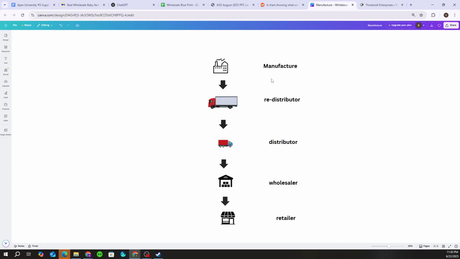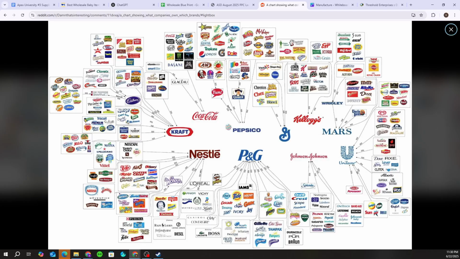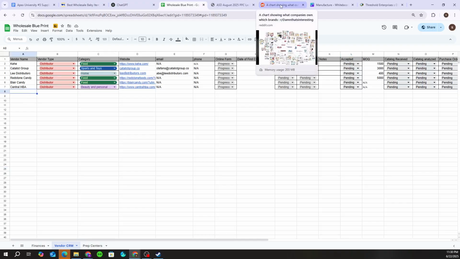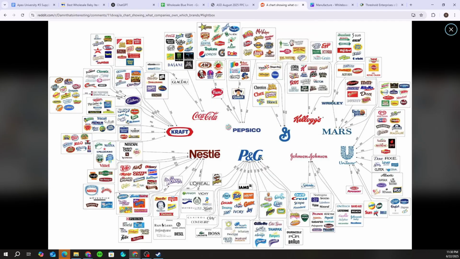Now that we understand a bit more about the supply chain and the type of companies involved here, let's actually find exactly how we're going to go ahead and find the companies that we want to be doing business with. Now, over here we have our vendor CRM. Even though I discussed that these manufacturers are not companies that you want to be doing business with, it is very smart and strategic to still apply to them. And the actual messaging is going to be slightly different.